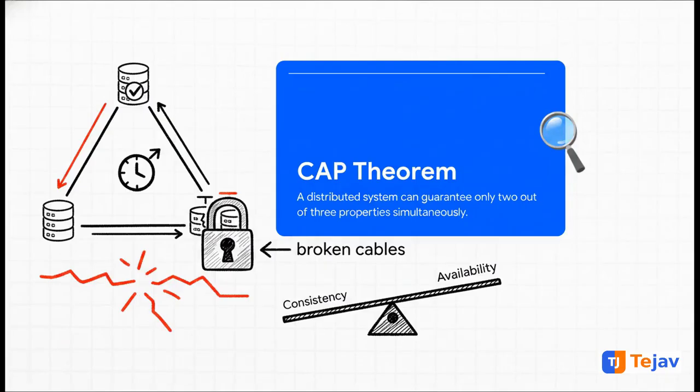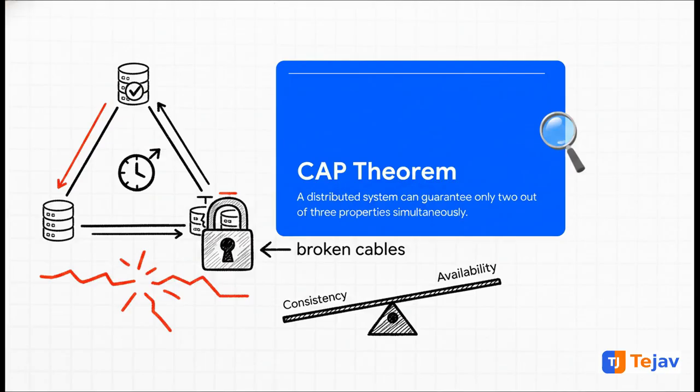And this, right here, brings us to the legendary CAP Theorem. The theorem states that a distributed system can guarantee only two out of those three properties simultaneously: consistency, availability, or partition tolerance. You get a triangle, but you can only pick two corners.